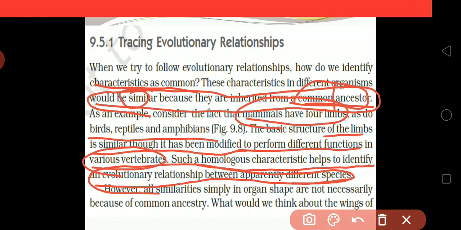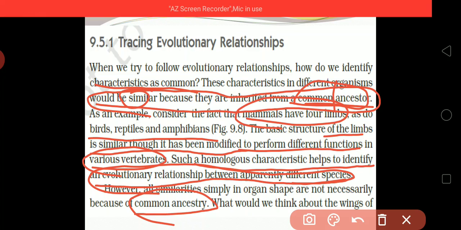However, all similarities in an organ's shape are not necessarily because of a common ancestor. In every organ, there is no necessity of the same shape because of a common ancestor.